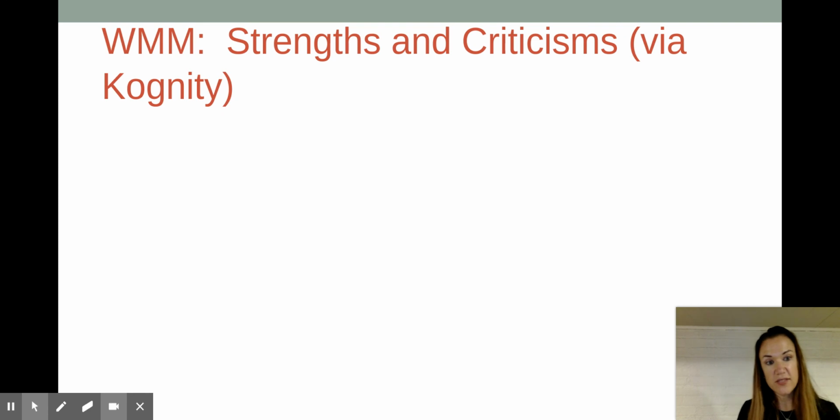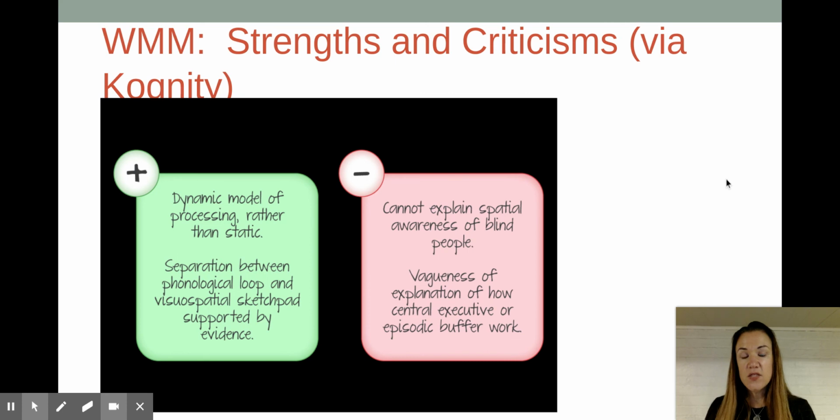Here's some strengths and criticisms. What do you think are strengths and criticisms of the working memory model? We are abbreviating that WMM. So first of all, it's a dynamic model. This is a good thing rather than static. There's a separation between the phonological loop and the visual spatial sketchpad. That's supported by evidence of the experiment I just kind of gave you to think about in your mind.